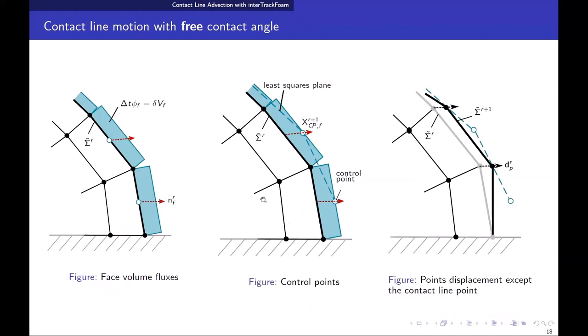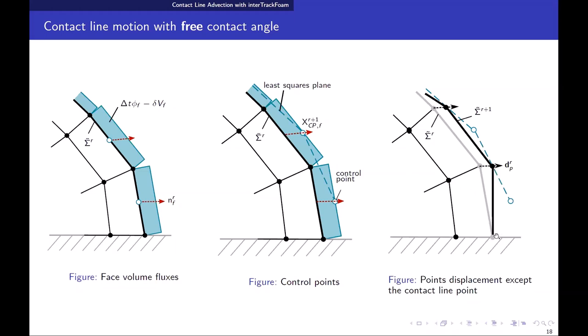So we just, as a preliminary work, did away with the ghost control point. Everything else remains the same. There's no ghost control point here. Without any ghost control point, except the contact line face, the rest of the faces are moved, and we have a 90-degree contact angle. So this face is not right.